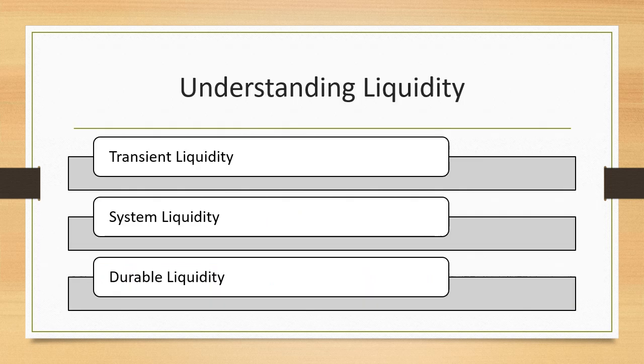Now let me explain that, as far as liquidity is concerned, there are three types of liquidity in the banking system. One is called transient, second is system, and third is durable. They are not in the same sequence though; 1, 2, 3 is the way I have plotted them on this particular slide. Now, what do these three liquidity concepts mean?